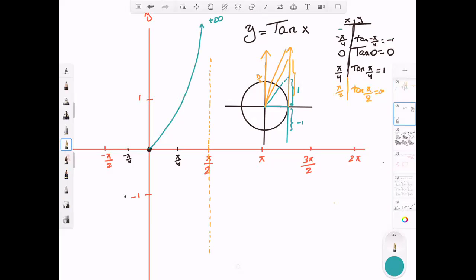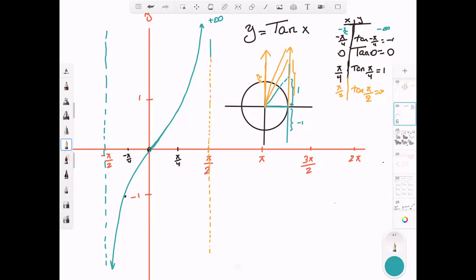What about negative pi half? It will go to negative infinity. So at negative pi half, we have another vertical asymptote. The graph will go something like this. So this is the graph of tangent. It looks different from sine and cosine, but now you know the graph of tangent is like this.